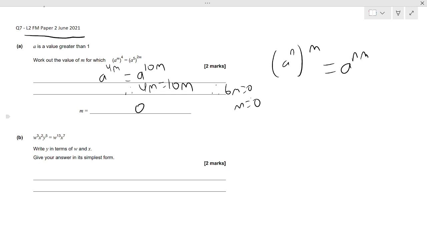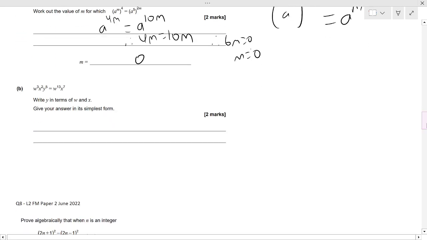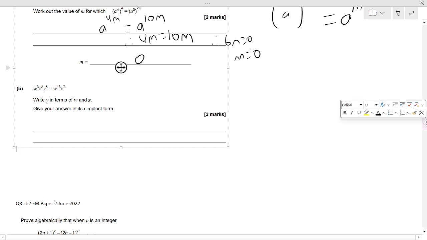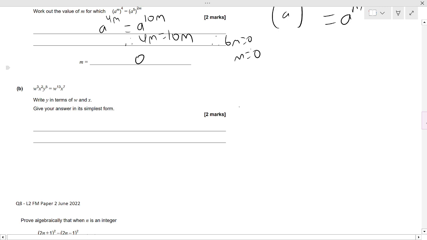Okay, that's interesting. Then for part B, again we're given this ugly expression as well. Write y in terms of w and x. Okay, let's have a look. So w cubed x squared y to the 5 is w to the 13 x to the 7. So there's only one y here, so we have to rearrange for y. Well, we have y to the 5, so we can say y to the 5 is going to be w to the 13 x to the 7.